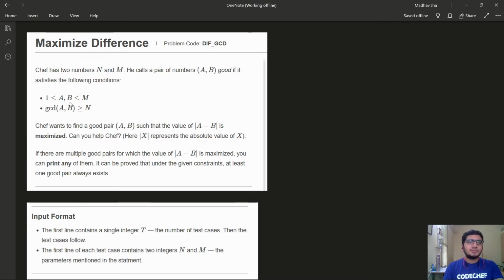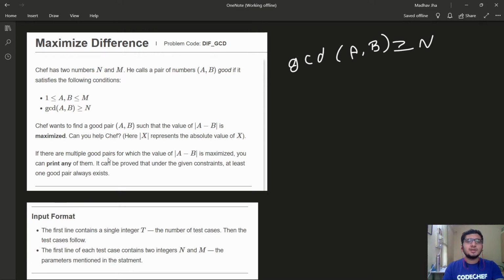A and b are both greater than or equal to 1 and less than or equal to m, whereas the greatest common divisor, that is GCD of a and b, is greater than or equal to n. Now, Chef wants to find a good pair a, b such that the value of a minus b is maximized. We have to help Chef find this value.